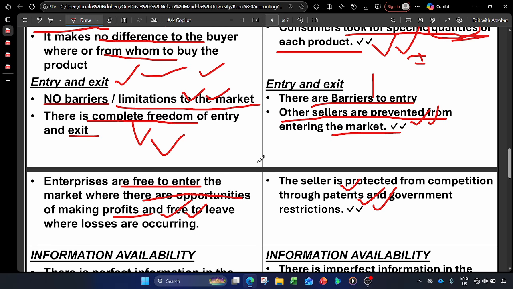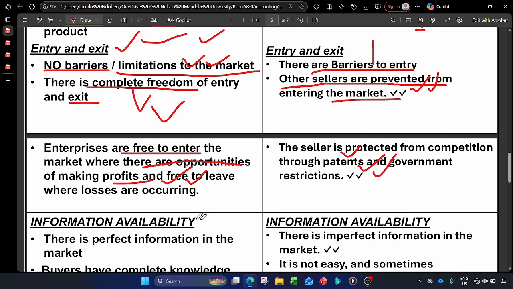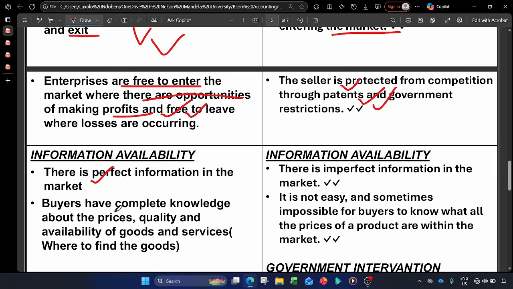But now we come to the availability of information. Is the information perfectly available, or is the information not available, or imperfect? Perfect information, guys, remember, once a thing is perfect, that means you get every piece of information that you want about the market. But now let's come to the perfect market and see what they say about the information. So in the perfect market, there is perfect information. What does that mean? The buyers have complete knowledge about the prices, quality, availability of goods, and where to find them.